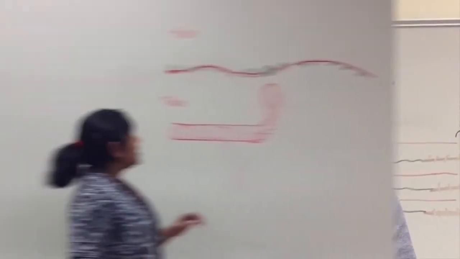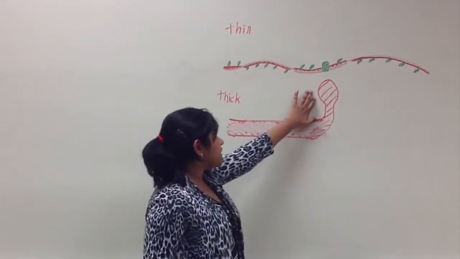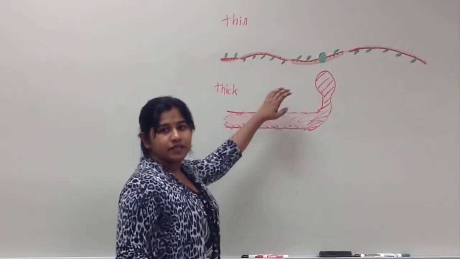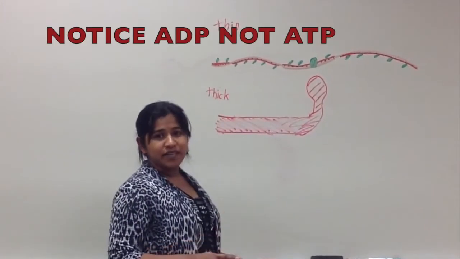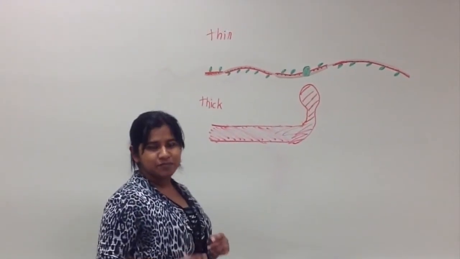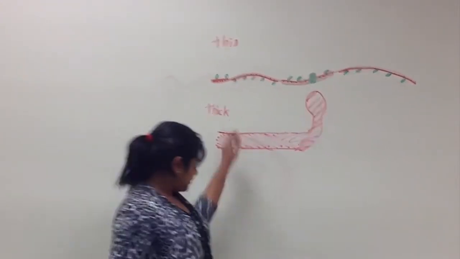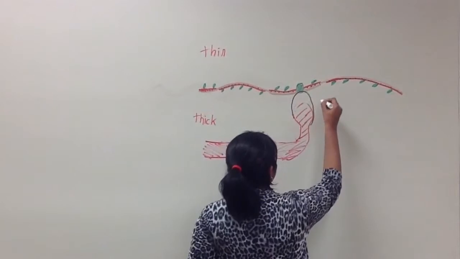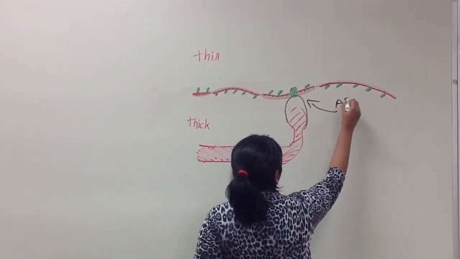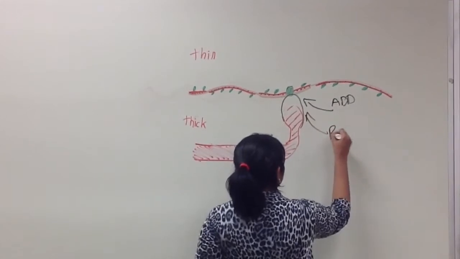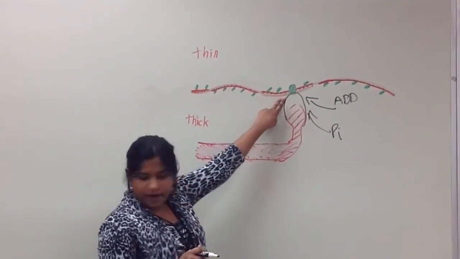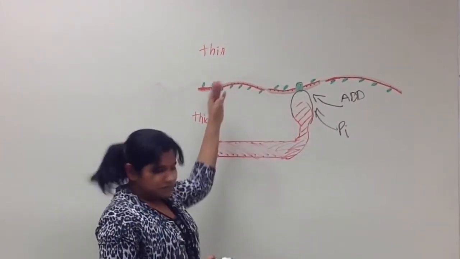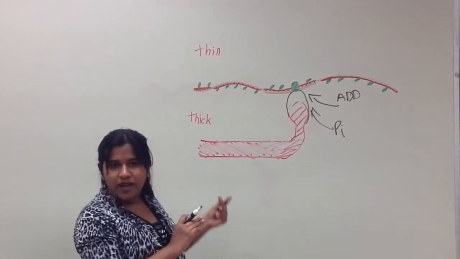The myosin head is capable of attaching itself to the actin by releasing ADP and phosphate. Notice that it is not ATP, it is adenosine diphosphate, that is bound. The bound ADP and phosphate attach to the binding site, and this causes the myosin head to take on a different, non-relaxed conformation.